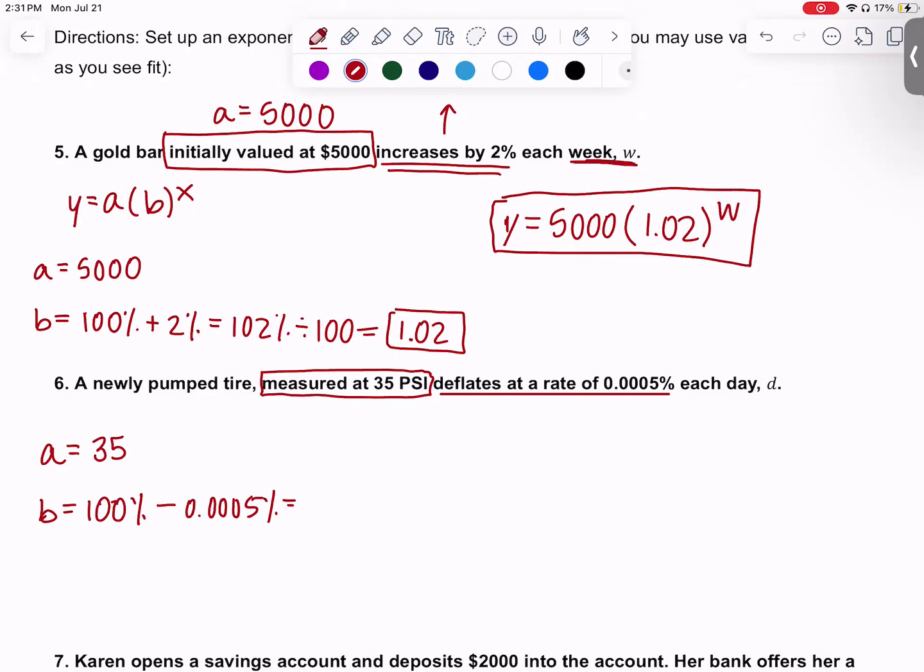It's going to take me 1 second. 1 minus 0. Don't forget all your zeros. There should be 3 zeros after the decimal, meaning you have 3 nines when you subtract. 0.9995 divided by 100.